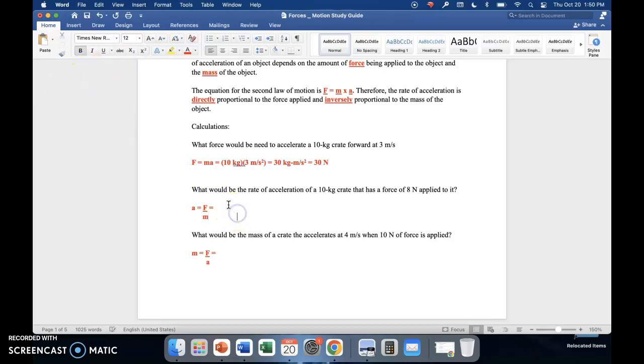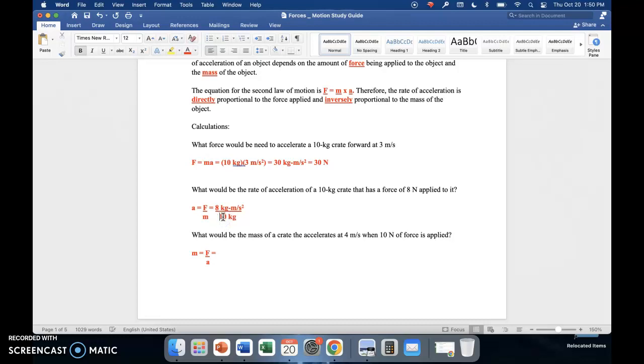Now we can also, if we know what's going on here, figure out acceleration as long as we know the force and we know what the mass is. So in this case, we have a force of 8 newtons. Now, in order to work the problem and find your units, you have to convert this back to kilograms meters per second squared. And then after you do that, we're going to divide this by my 10 kilograms.